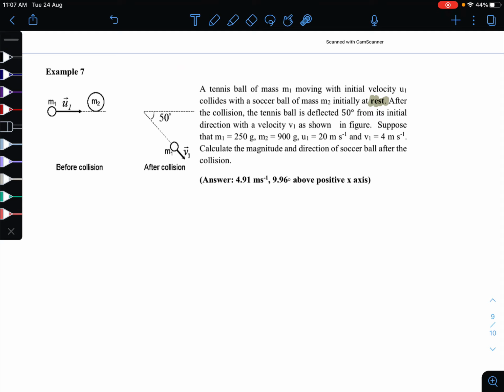Kita tak tahu dia ke atas ke atau dia ke bawah ke, dia lurus ke, kita tak tahu juga. However, based on ball 1, we know that this is a 2D component question sebab dia ada data deflected di antara X dan juga Y here. Alright, so we are going to have summation P initial along X and summation P final along X, dan juga summation P initial along Y dan juga summation P final along Y. So we are going to use the conservation of momentum along the X component and Y component.